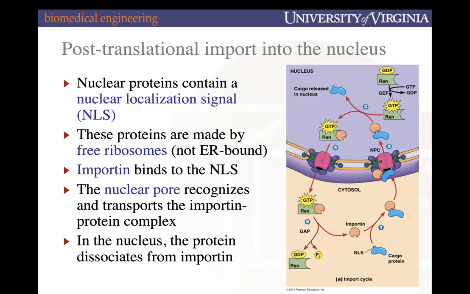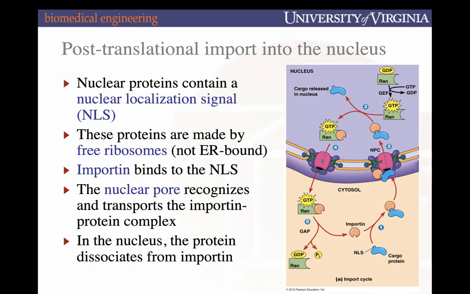So first, we're going to be talking about what it looks like to import proteins that have the nuclear localization signal to get them into the nucleus. These nuclear proteins possess this sequence, the nuclear localization signal, that indicates that they are destined to be in the nucleus, to be a nuclear protein. These proteins are made by free ribosomes that are not bound by the ER. They're going to use another protein's concentration gradient to help get them into the nucleus after translation. That protein is called importin.